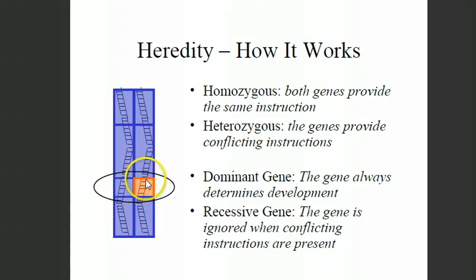So in this cartoon rendition, we have a gene here that's illustrated in an orange color. If that gene is a dominant gene, then the adjacent gene that would have come from the other biological parent would be ignored. So if you have the dominant gene, it's the one that is always followed.